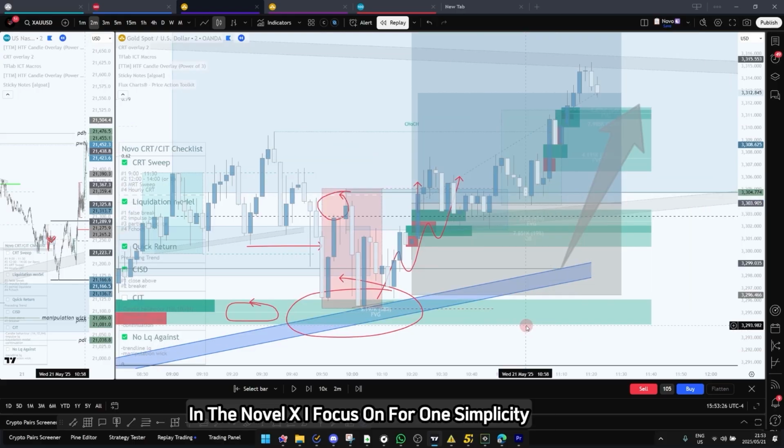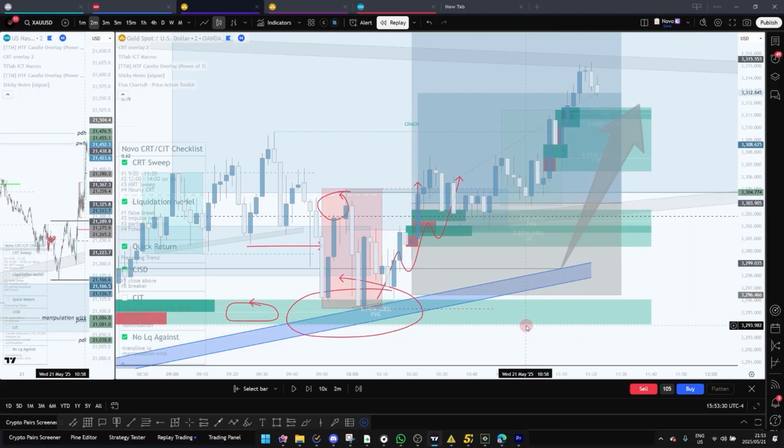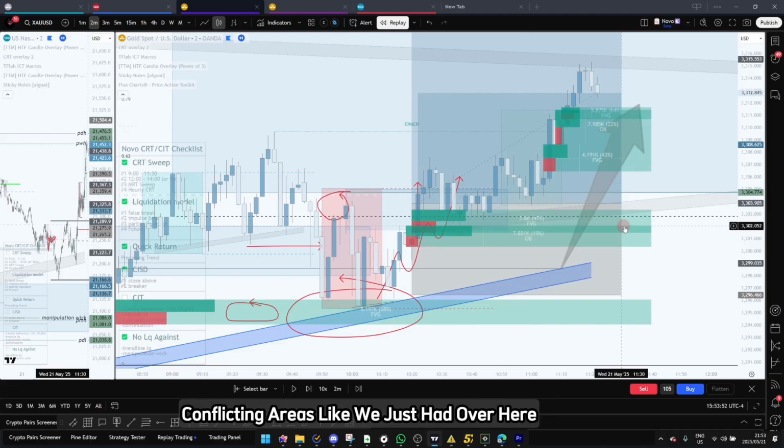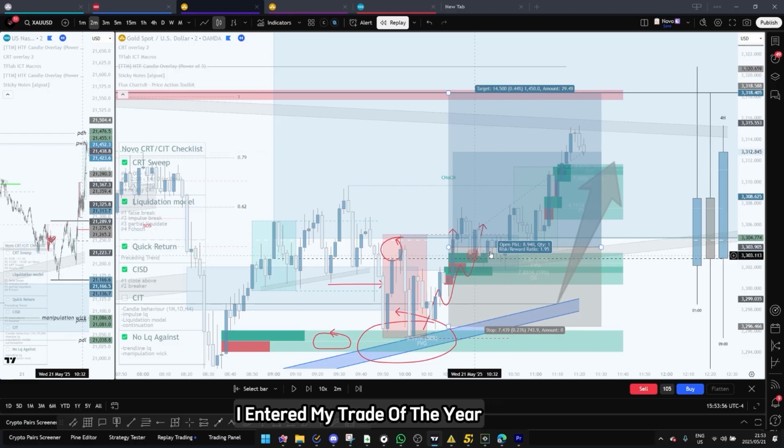In the Noble Lakes, I focus on, for one, simplicity. What I focus on laying out for you guys is clarity without guesswork, without emotional stress. That's why we focus on one candle a day. The volume also gives me a lot more clarity, because you can have a ton of order blocks and FVGs outlined on your chart, but I don't really understand the story behind them. It's hard to tell which one will be played off of when you're having these conflicting areas like we just had over here. So once I did that, I entered my trade over here.